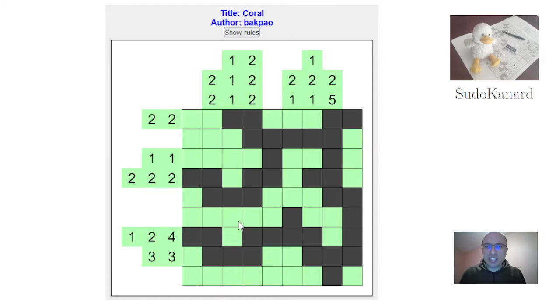And this finishes the solve of this coral puzzle by Bakpao, and I really enjoyed it. Of course, I'm not the fastest solver, but if you're a regular of the channel, you already know that.